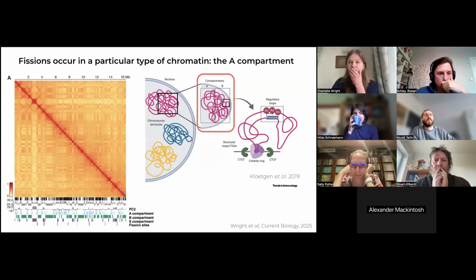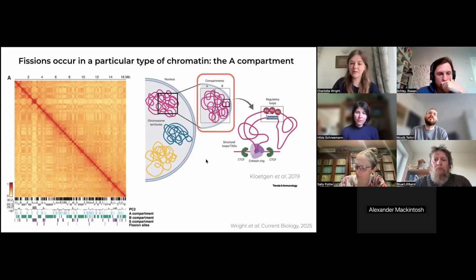We can also try to ask, where do these chromosome rearrangements occur in the first place, to try to understand what potentially is the mechanism. And something interesting we found in this respect is that they tend to occur in the so-called A compartment, which is the loosely compact euchromatic component that's transcriptionally active, rather than the B compartment.